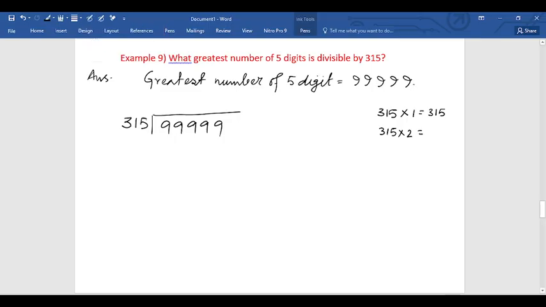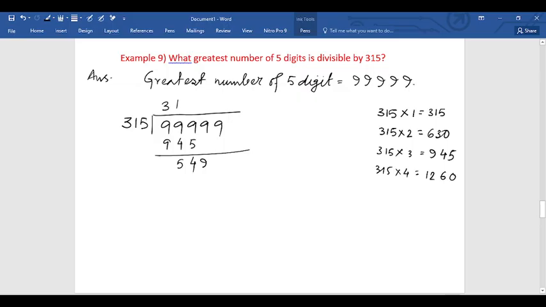315 twos are 630, 315 threes are 945, 315 fours are 1260, which is much greater than this. Then we will go with 3. That means 945, subtract: this is 4, this is 5, and 9 will come down. 549, then 315. Subtract: this is 4, this is 3, this is 2, and this 9 will come down. Now 315 into 5.